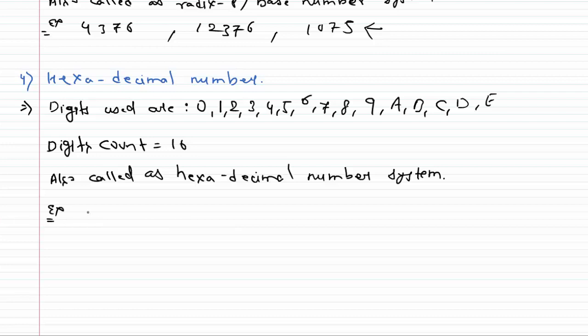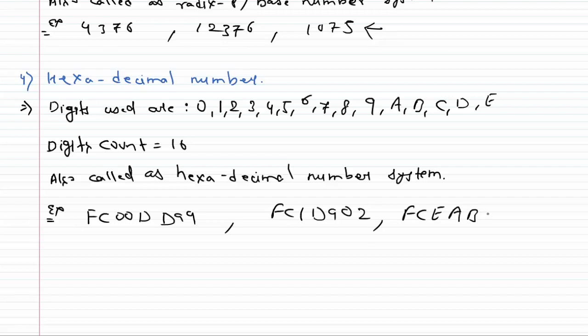Examples of numbers will be like FC00DD99, FC1D902, FCEABD10987.